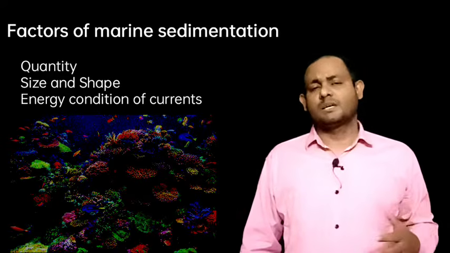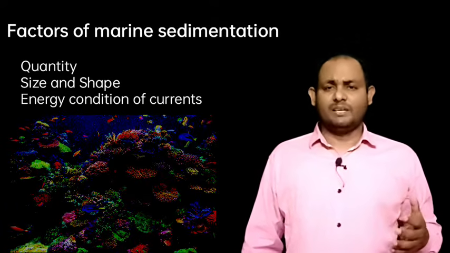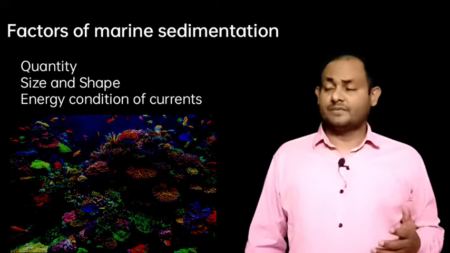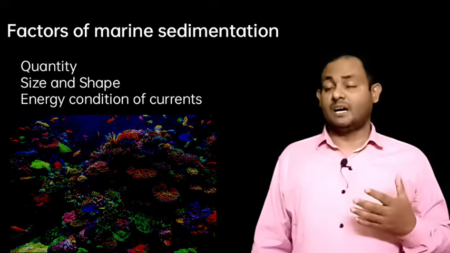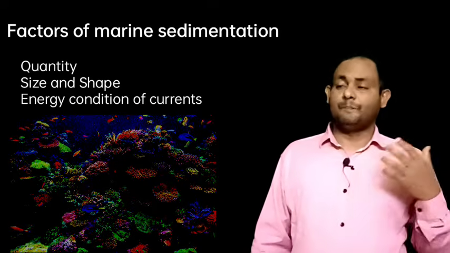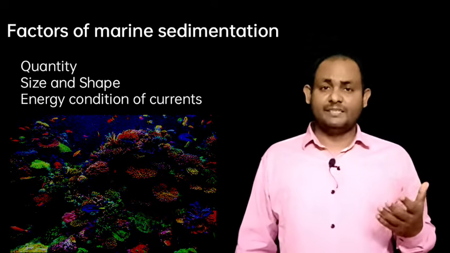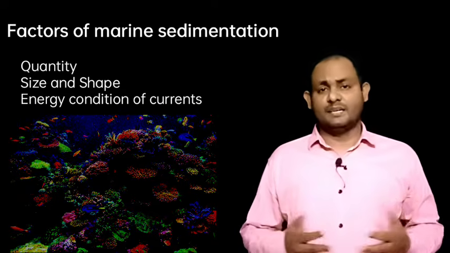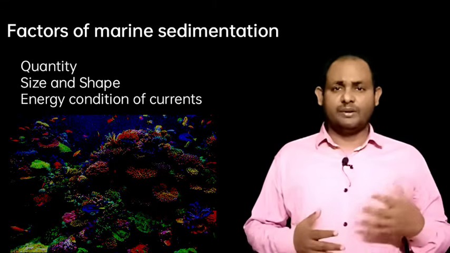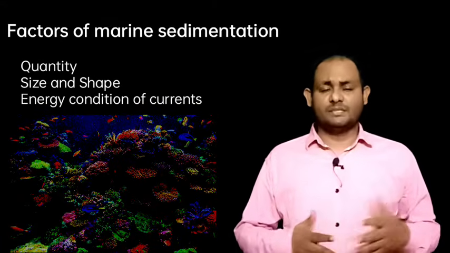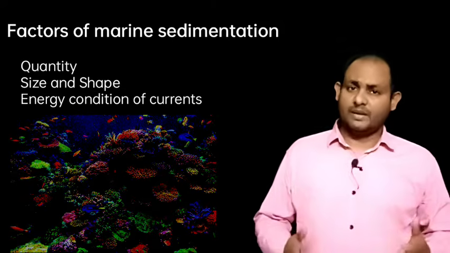The process of sedimentation, such as the deposition of marine sediments on the ocean bed, is affected and controlled by three major factors of marine sedimentation. These are the quantities, basically the density of marine sediments, the size and shape of particles, and the energy condition of currents at the site of deposition, which is very important.